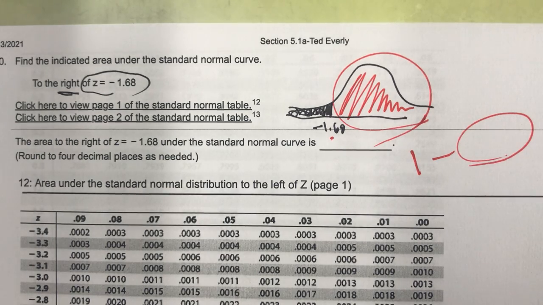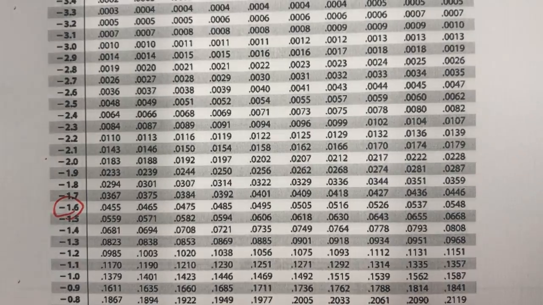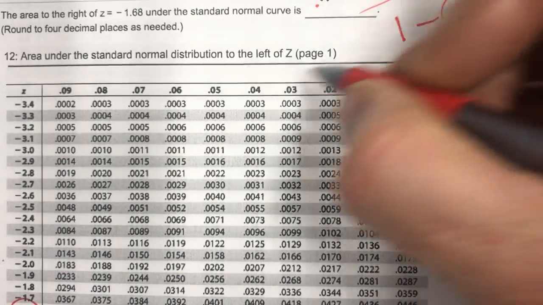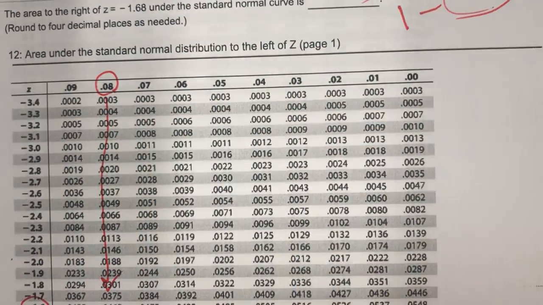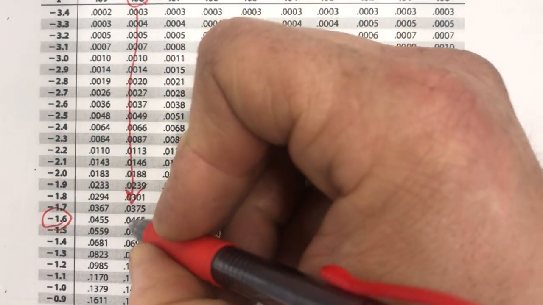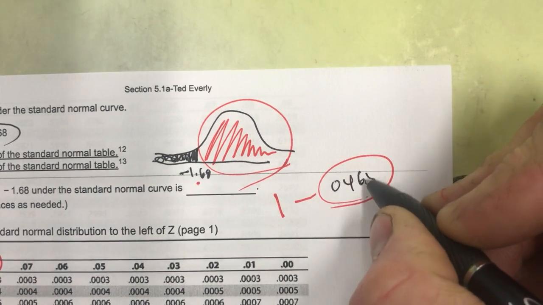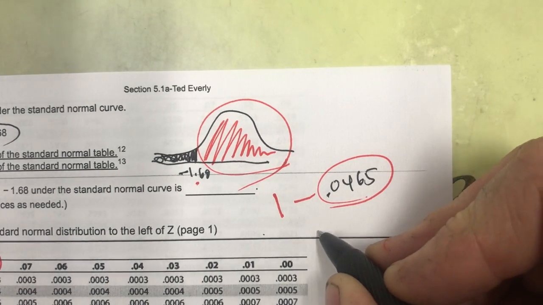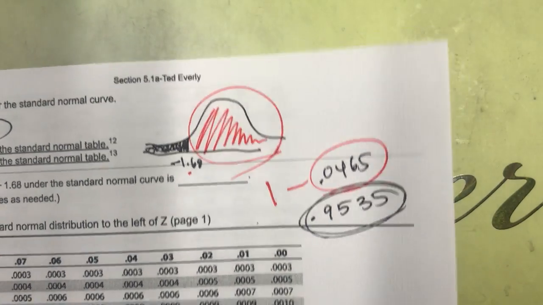Okay, so negative 1.68. Here's negative 1.6 right here. And 8 is right here. Now see, this one goes backwards. You've got to pay attention because it goes backwards sometimes on you. So we're looking at 0.0465. Now do 1 minus that, which is going to be 0.9535. And there you go, 0.9535. Okay.